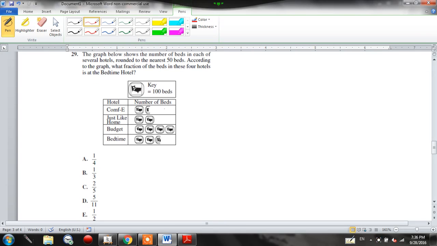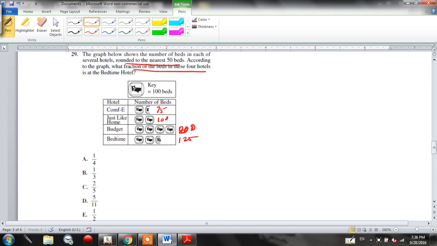The graph below shows the number of beds in several hotels. Round this to the nearest 50, meaning that each box here represents 50. So there are like 75 beds over here. This is like 100 beds. This is like 400 beds. 100 beds. This is like 200 beds. And this is like 125 beds.